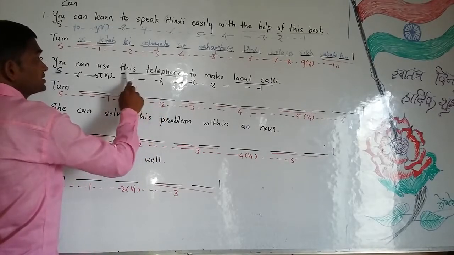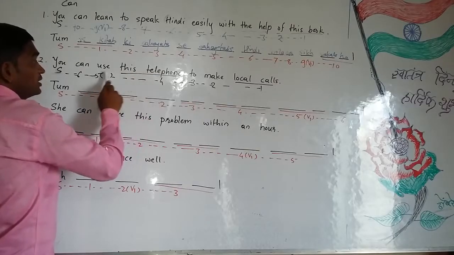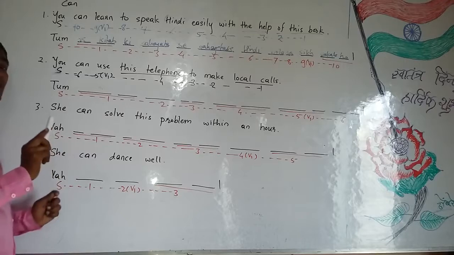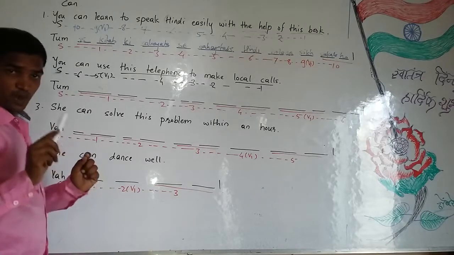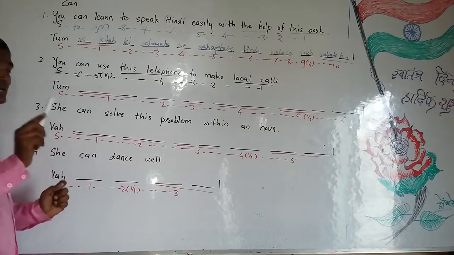Before three, above four is this telephone. Yah telephone. Before four, above five is use. The Hindi word for use is istemal kar. Before five, above six is can. The Hindi word for can is sakte ho.